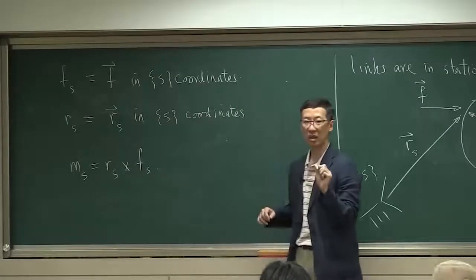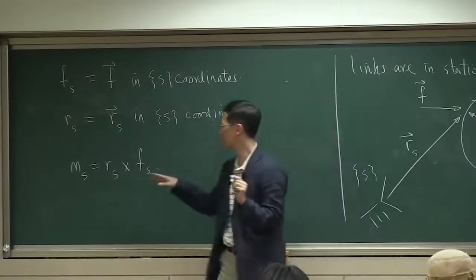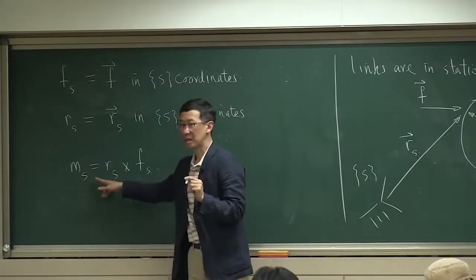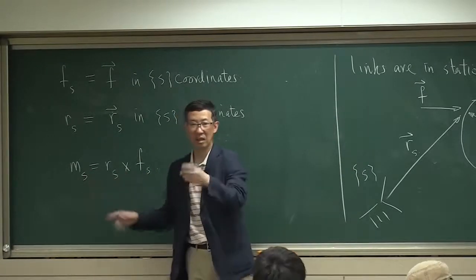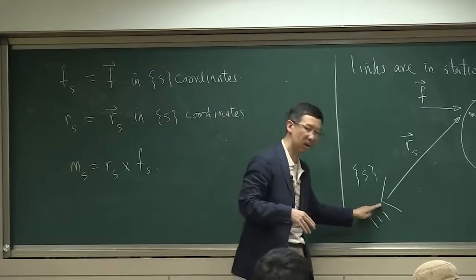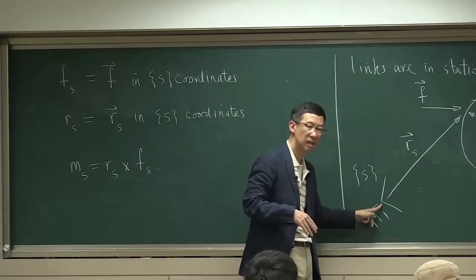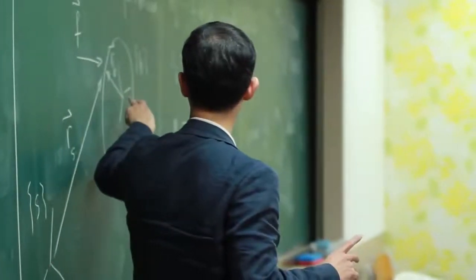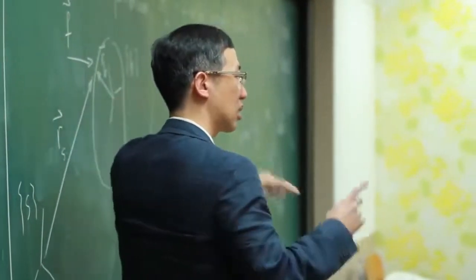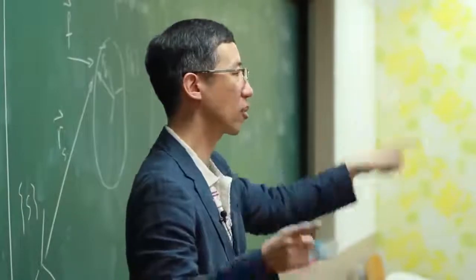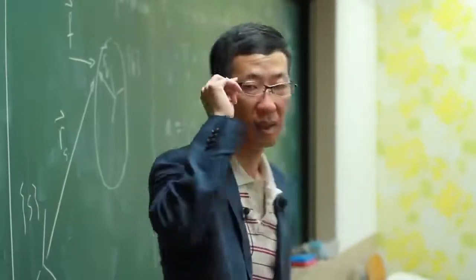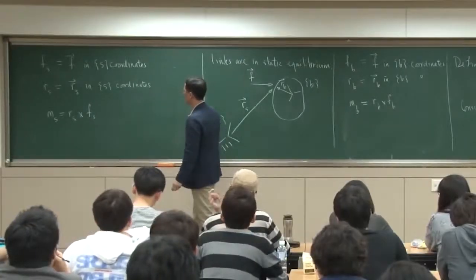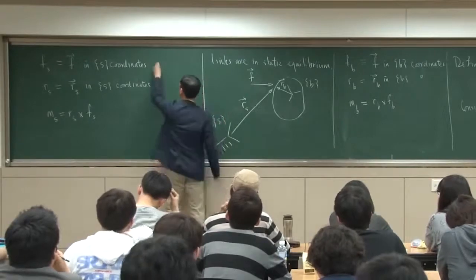So the thing to note here is that m sub s is the moment taken with respect to the s-frame origin, this point. M sub b is the moment taken with respect to the b-frame origin, this point. So they're moments taken with respect to different points in space.